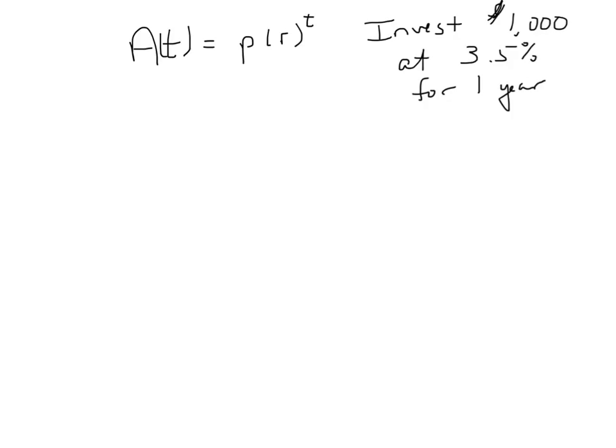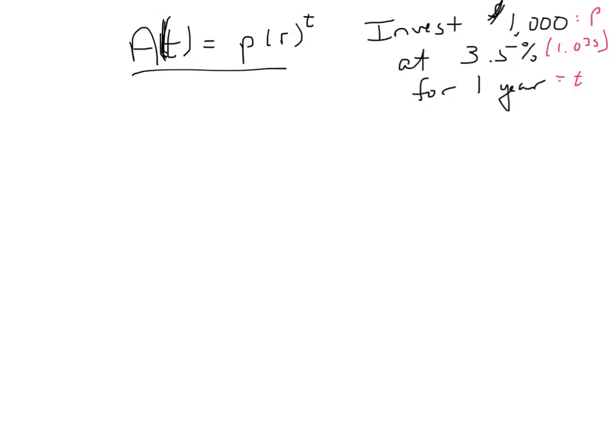Here's an example, and again, I rewrote my formula, or my model. The amount as a function of time is equal to the principal times the rate raised to the time. If I wanted to invest $1,000, this becomes my principal right here, so I will put that equals P. At 3.5% interest is my rate, so I'm going to add that to 1, and my rate will become 1.035, and this, of course, is my time.